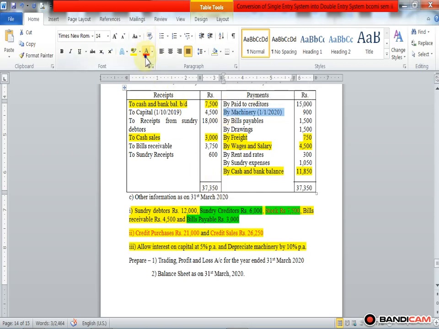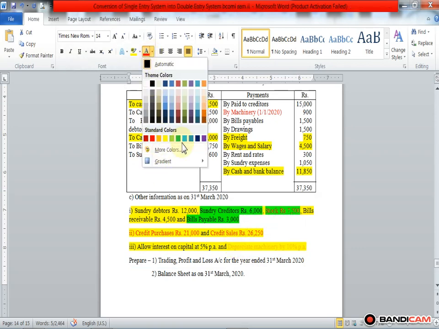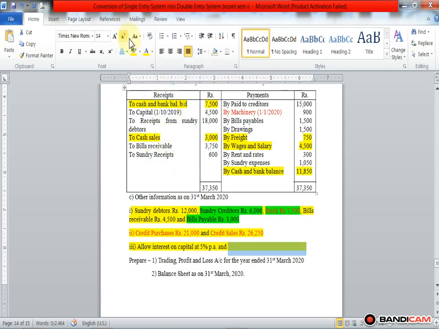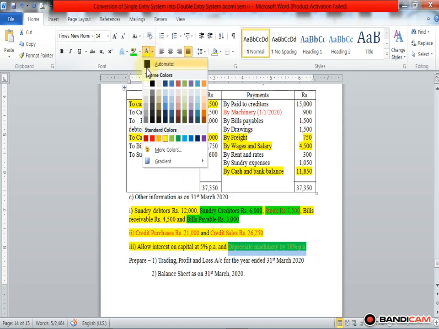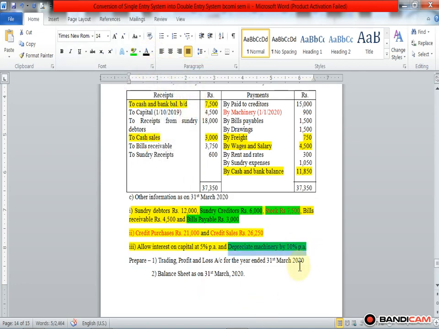Okay, in the inner column depreciation is also given here. So the adjustment is on machinery, so we write the amount in the inner column.